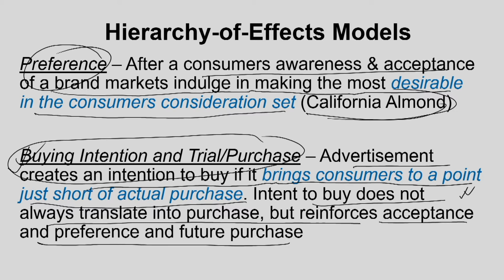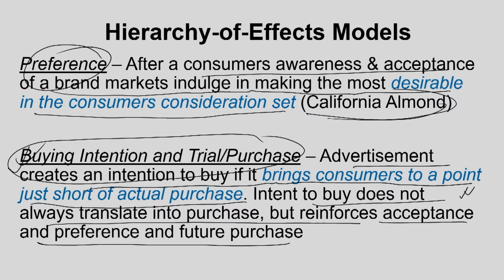Let us say Apple iPhone: it creates awareness in me, I accept it, I prefer it, and I have an intention to buy it. But when I look at the price, I decide not to buy it right now. I will buy it when I get a bonus. Next bonus comes in. What has happened here is that the advertisement of Apple iPhone has been successful, because it has created an intention to purchase in me, and this intention will actually reinforce me buying Apple iPhone in future. That is what it has achieved.